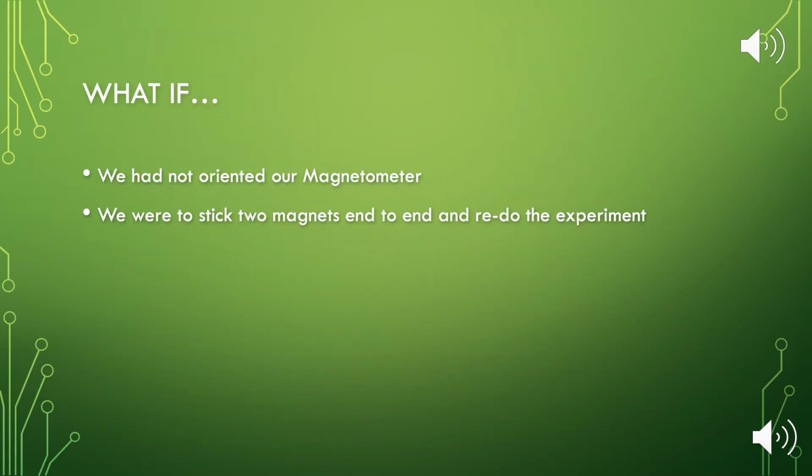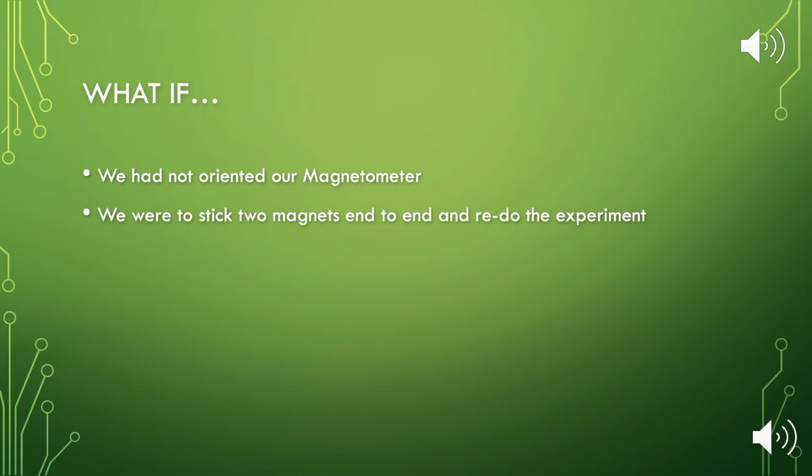So, what ifs? What would happen if we had not oriented our magnetometer? Well, the reason that we oriented it was so that we could get rid of the Earth's influence on the magnetic field. So, if we had not oriented it, we would have to factor in the Earth's magnetic field in our calculations and our findings.